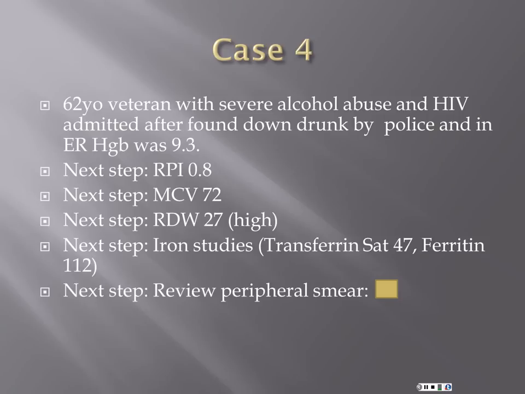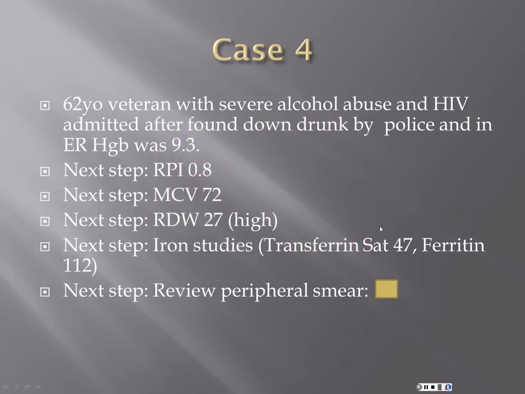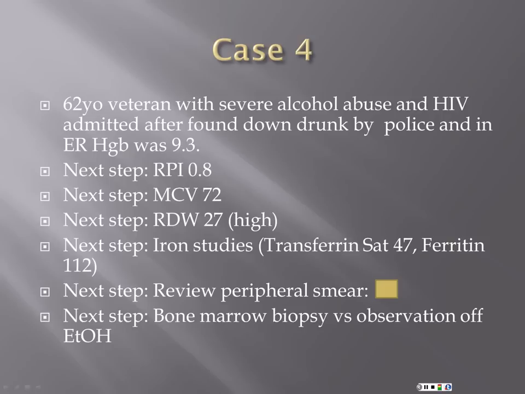Look at the smear. And this is what a smear looks like. Does anyone know what that is? So that's basophilic stippling. So this patient probably has sideroblastic anemia, probably from the alcohol. And the next step would be you can either just watch him off booze or do a bone marrow biopsy. I think the majority of people in this case would just tell him to stop drinking.